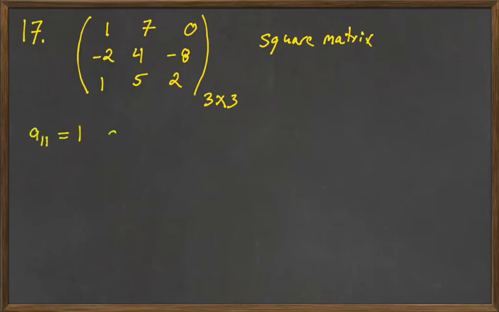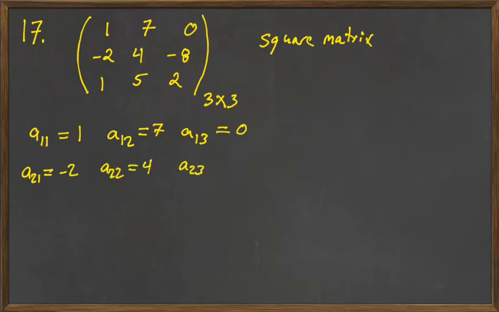And first row, first column is 1. First row, second column is 7. First row, third column, 0. Second row, first column, -2. Second row, second column, 4. Second row, third column, -8. Third row, first column, 1. Third row, second column is a 5. And third row, third column is a 2. So there's all the parts there, and we've defined what the dimension of this matrix is.